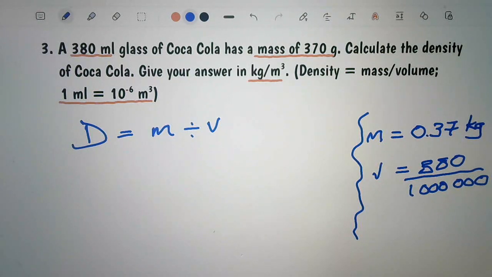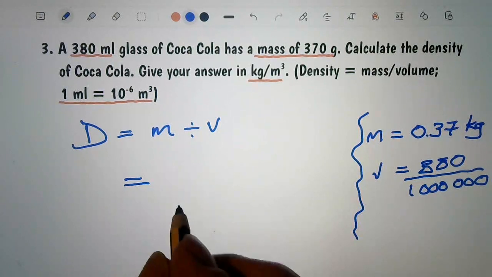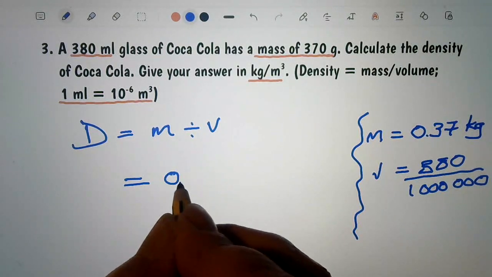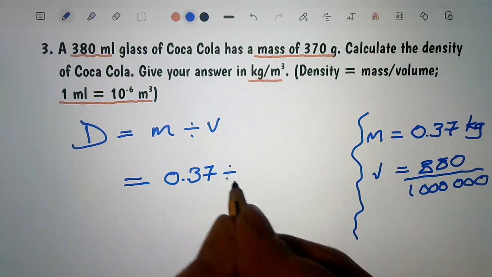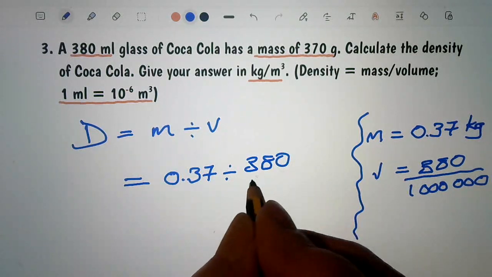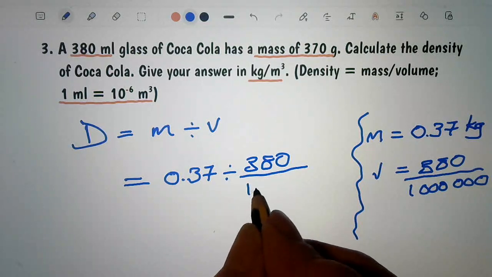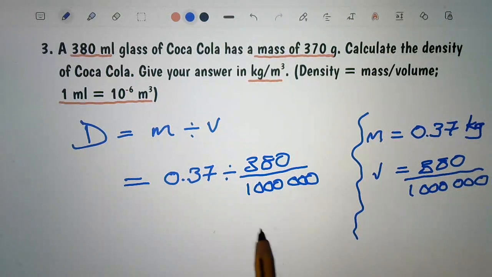Right, so I've got everything I need there, haven't I? I've got the formula and the data. All I need to do now is do the calculation. So it's 0.37 divided by 380, and that is divided by 1,000,000. Like I said, I'm going to put 10 to the power of 6 in there. Okay, let's do the calculation now. Have a look at the calculator.